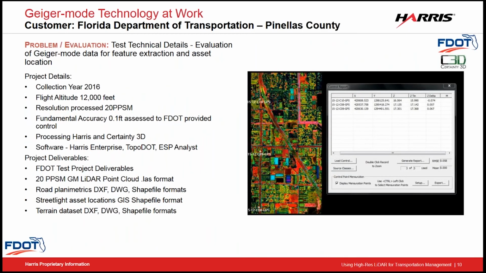The next example is the Florida Department of Transportation in Pinellas County. This particular evaluation was done with Geiger-mode data for feature extraction and asset location. The data was collected in 2006 at a flight height of 12,000 feet. Again, collecting at 20 points per square meter with an accuracy of 0.1 foot, which was really assessed by the DOT. Harris worked with a couple partners, Certainty 3D, who has TopoDOT, and ESP Analyst, to provide the data that we were looking for.